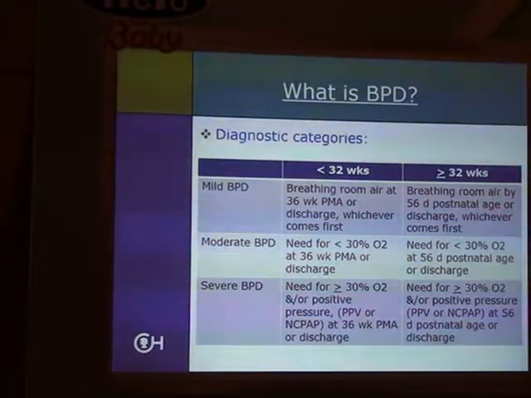And these are the definitions between mild, moderate, and severe, because we know there are definitely variations in BPD and what the severity is. So this consensus group pulled together different definitions, again looking at whether you were less than 32 weeks or greater than or equal to 32 weeks gestation. And then pretty much, at any time frame, if you need greater than or equal to 30% oxygen, even with a nasal cannula, or if you require positive pressure ventilation, it doesn't really matter when you were born, you're in the severe category. So that's one of the things: the main population that I work with is in the severe BPD group. Some of them are in the moderate group, but predominantly they're in the severe group, and that's what we're going to talk about going forward.